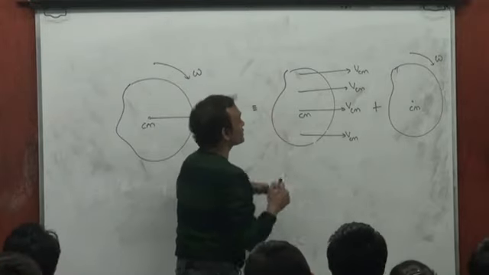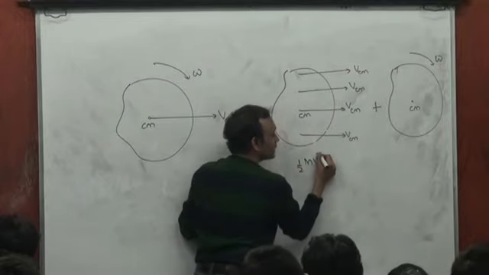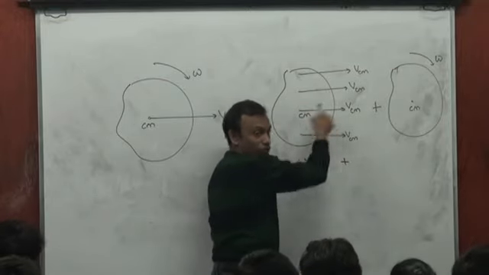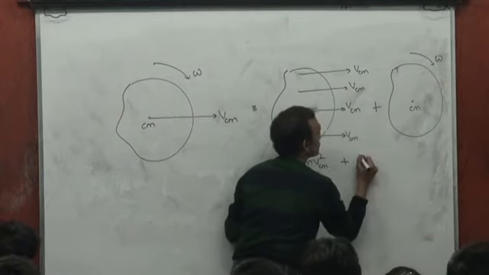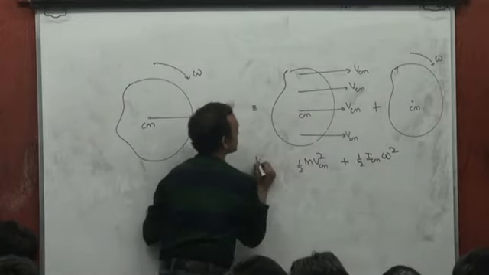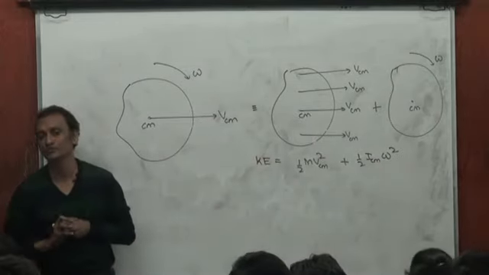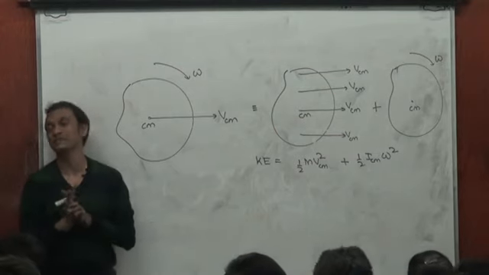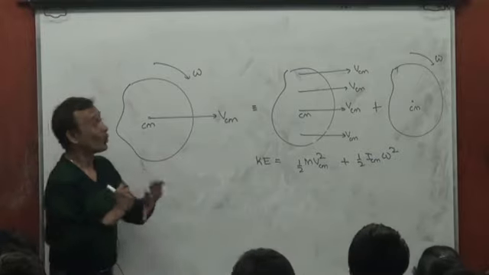Because of pure translation, the kinetic energy is going to be half m VCM squared, and because of pure rotation about the center of mass, it's going to be half ICM into omega squared. That's the total kinetic energy in general rigid body motion. Half m VCM squared plus half ICM omega squared, right?